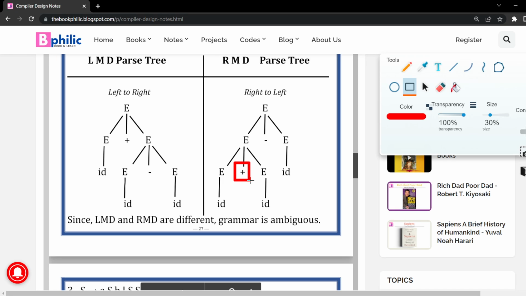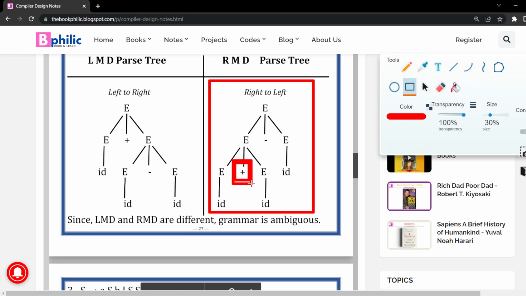So here this plus is getting the least position of the parse tree. This is the parse tree, and this plus symbol is getting the least position, so this will get the highest precedence. But this minus is getting the highest position, so this will get the least precedence.